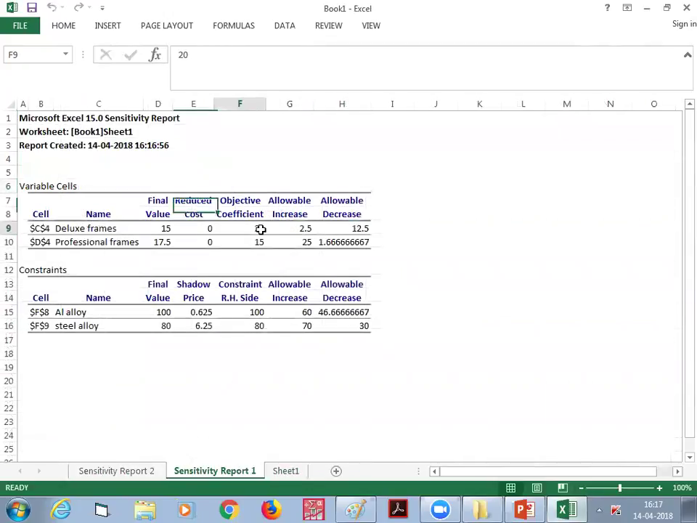Now let's see what happens. Okay, notice it's still the same coefficient range, okay? So still 22.5 upper, 7.5 lower, but look at what has happened to the shadow prices. Why have they changed? Why have the shadow prices changed? Look at it. See, earlier it was 3.125, now it's down to 0.625.